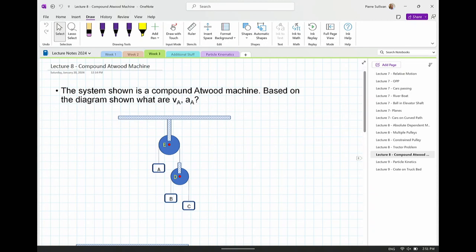So another problem that you might deal with is something like this. This is like the first one, which was that compound pulley. It's called a compound Atwood machine. Not related to Margaret Atwood, but you're asked to calculate velocity of A and acceleration of A. So you're given a pulley mass A, which is attached to the pulley D. Pulley D has on it two masses, B and C.